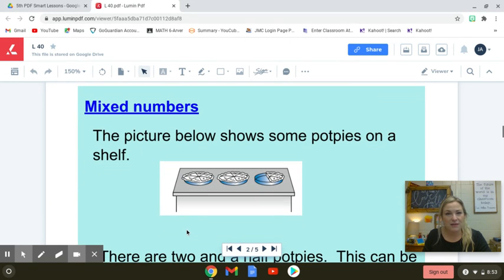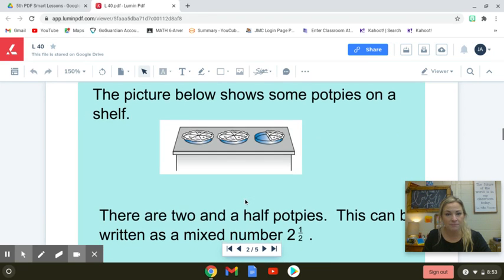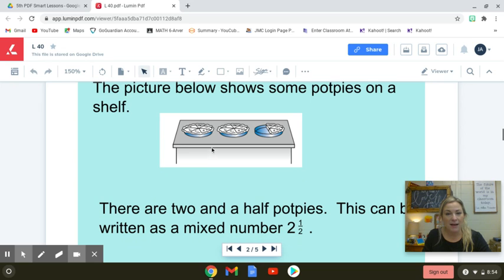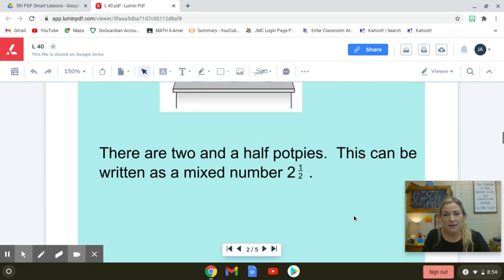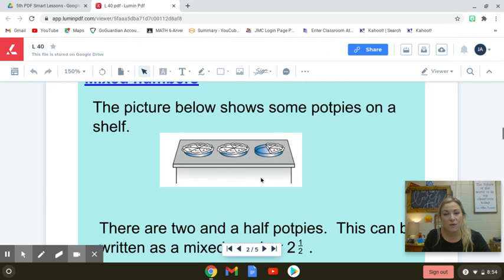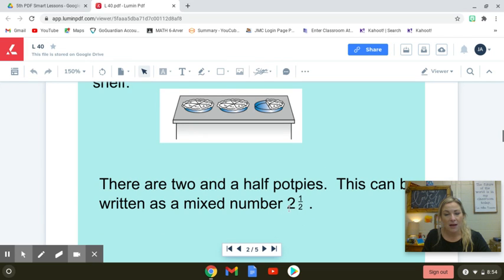This is not even an example problem. This is just a visual for you to kind of get an idea. The picture below shows some pot pies on a shelf. So we have a couple of pot pies here. Yum. There are 2.5 pot pies. So take a look. We have 2, meaning 2 full pot pies, and a half. Yep, that looks about right. This can be written as a mixed number, 2 and 1/2. So right here, a mixed number is a number that's represented by a whole number part and a fraction part. That's why it's called mixed. It's mixed of a whole and a fraction.